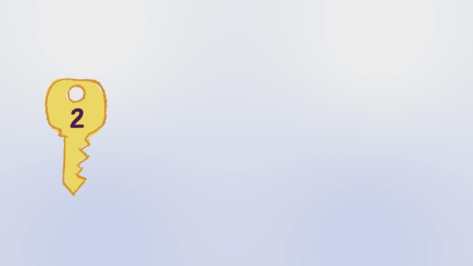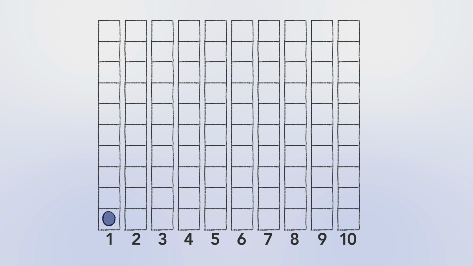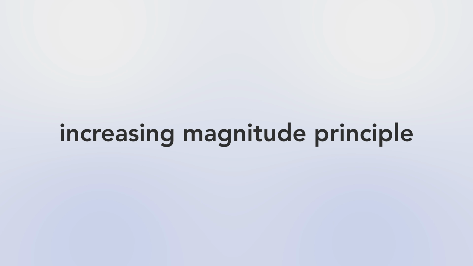The cardinality chart will help you implement the second key instructional practice. Help children discover the increasing magnitude principle, that the later a number word appears in the counting sequence, the larger the quantity it represents. By looking at the chart together and getting familiar with what it represents, your students will begin to generalize the idea that the sequence of the counting numbers is not arbitrary, but depicts growth, that as you move forward through the sequence, the amounts get gradually larger, which is the central meaning of the increasing magnitude principle.